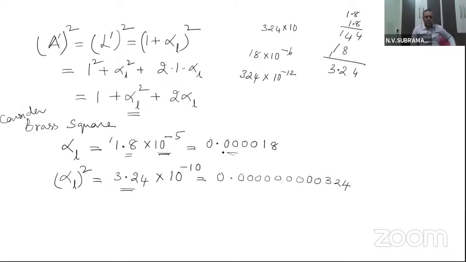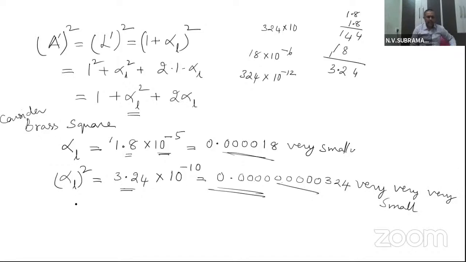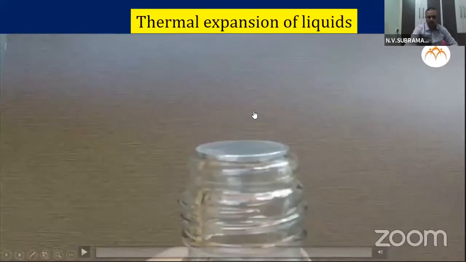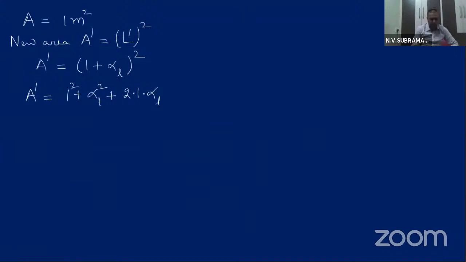See here, this is itself very small. Then this is very, very small value. That means we can neglect the value. Alpha L square value is neglected. Neglected means you can leave it off, children. Alpha is very small. Alpha L square is much, much smaller.